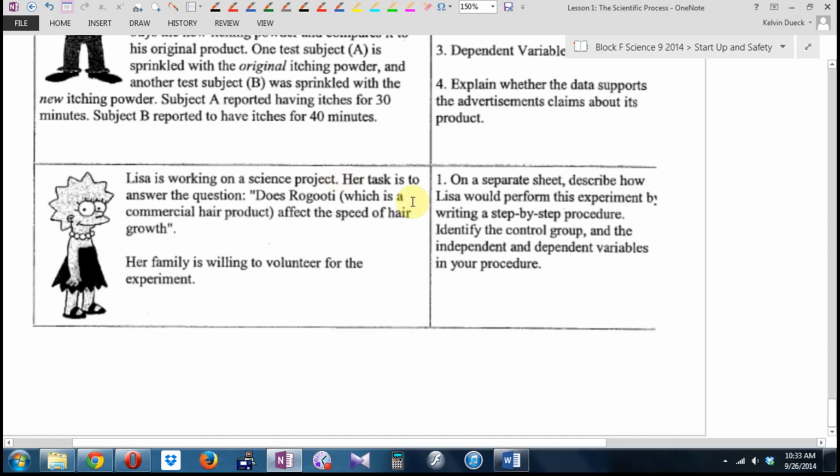Okay? On a separate sheet, I wrote here, describe how Lisa would perform this experiment by writing a step-by-step procedure. You don't need to use complete English. You don't need to have it really, really detailed. Just list what you think are some things that she would need to take into account and how this one might work. Does that make sense? Yeah. Any questions there?